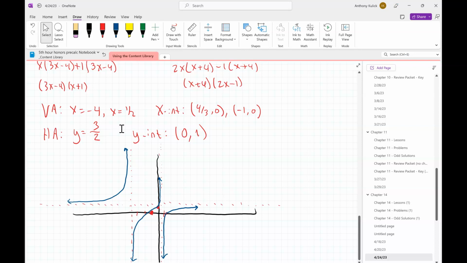Last call on this stuff. All right, so let's do 14.3 then. Here we're going to be looking at solving inequalities.